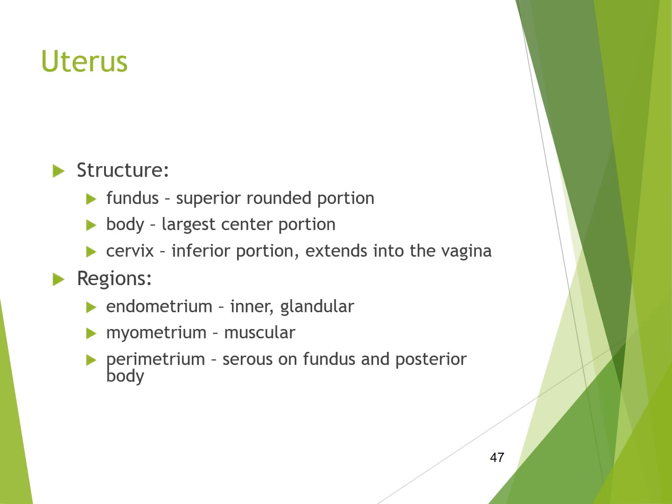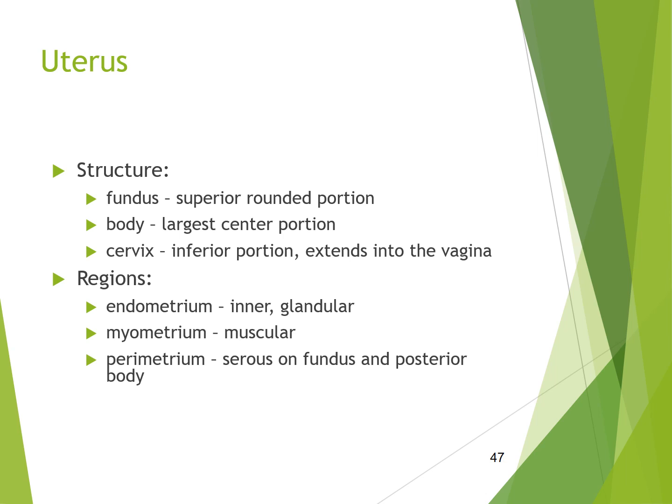The uterus consists of several regions. The superior rounded portion is known as the fundus. The large central portion of the uterus is known as the body. The inferior portion is called the cervix, and this extends into the vagina.